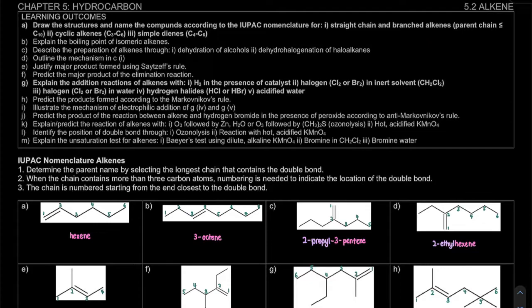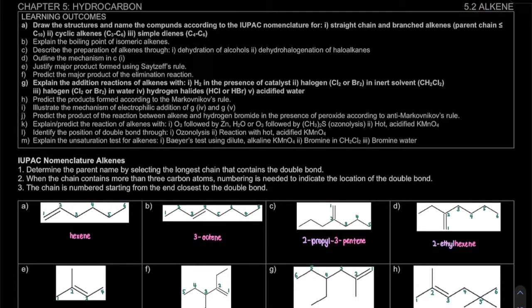However, for chapter 5 itself, especially 5.2, I'm not going to be focusing much on the mechanism, because in JPU, for chapter 5, the total marks is 6 or 7. So I believe it won't be much of the mechanism itself. The marks for a mechanism are already 3-4 marks for each mechanism. So I would rather be focusing on the reaction itself. However, for the mechanisms in 5.2 alkene, most of them we're going to do together.